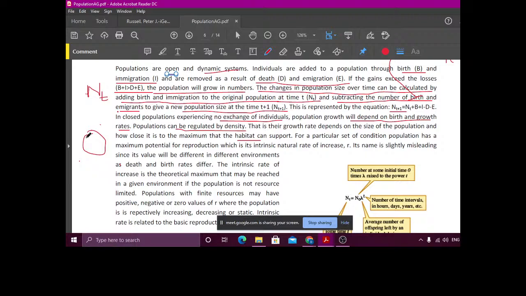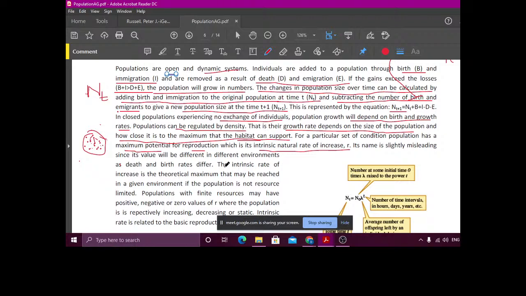As the number of the population keeps on increasing, the space and resources stay constant, and then it approaches this maximum. The more space and resources there are, the more the population will grow, but the less there are, the less it will grow. That is, the growth rate depends on the size of the population and how close it is to the maximum that the habitat can support. For a particular set of conditions, a population has maximum potential for reproduction, which is its intrinsic rate of increase, that is r.